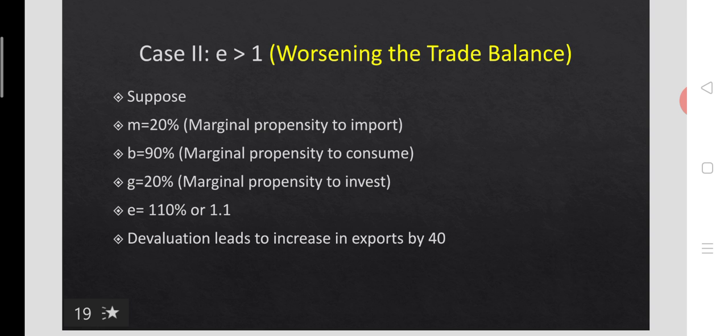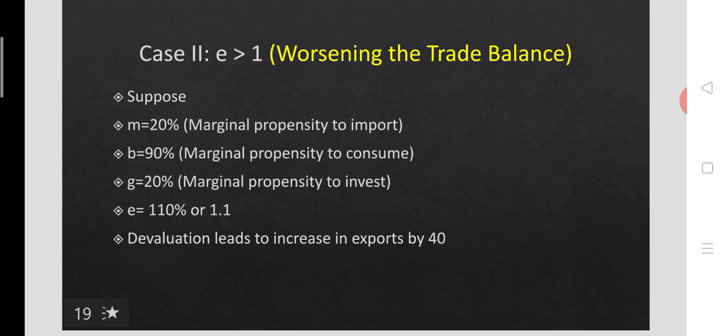And here E is greater than 1, that means the marginal propensity to absorb is greater than 1, and it will surely worsen the trade balance of the devaluing countries. So that means the devaluation will lead to deterioration of the trade balance. The trade balance will further deteriorate after devaluation, in an undesirable way.